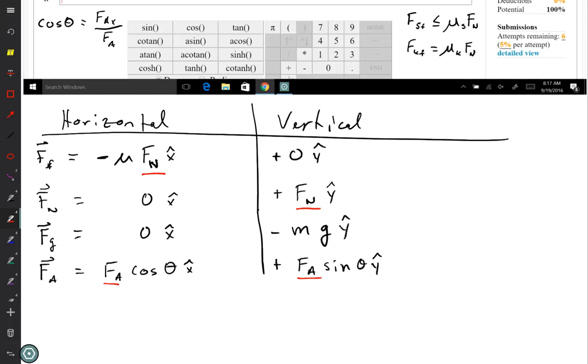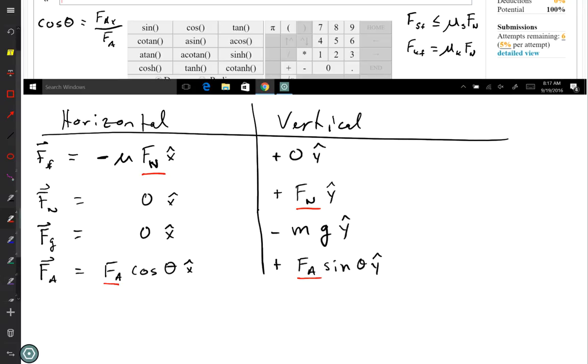So if I look at this, I have two equations, two unknowns. One, sum of the forces in the X direction. One, sum of the forces in the Y direction. So I'm going to have to use Newton's second law both in the X direction and the Y direction, and then I'll be able to solve for the force applied. So let's go ahead and do that.